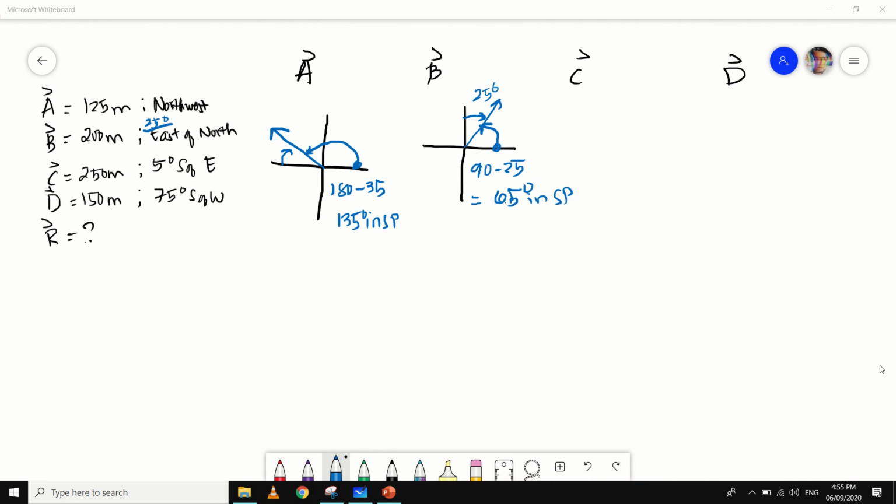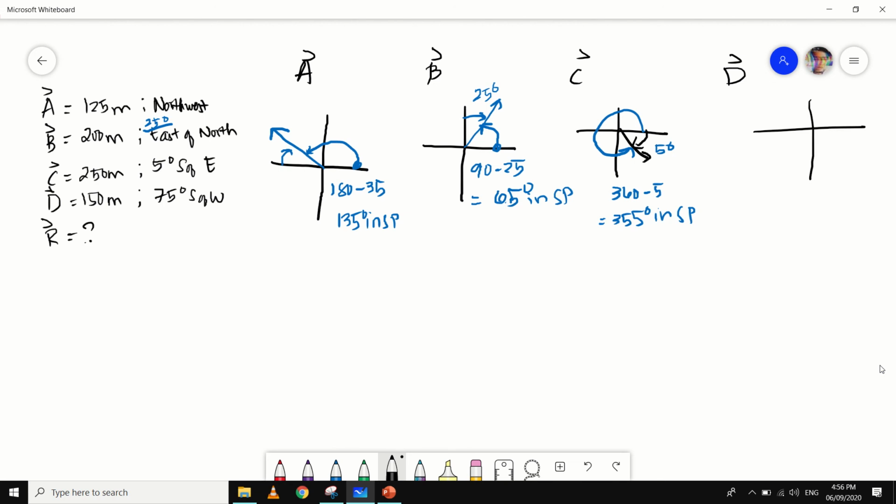Alright. And then, the third vector, we have 5 degrees south of east. South of east ay nandito. Okay? So, from standard position, if this is 5 degrees, 360 minus 5 is 355 degrees in standard position. And then, the last one is south of west.